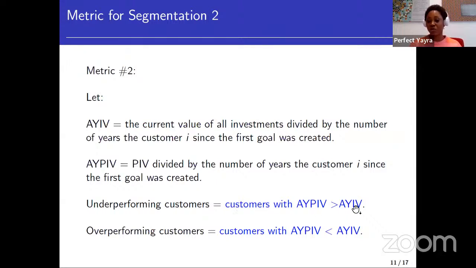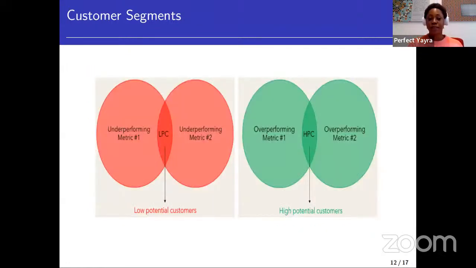If your yearly potential value is greater than your yearly actual investment value, then you are underperforming. But if your potential value is less than what you are actually doing, then you are overperforming. So in the end, we take people who are underperforming using the first metric and people who are underperforming using the second metric, and we find the intersection. We find the common people using the two metrics, and we classify them as the low potential people. Then we do the same for the overperforming. We take the overperforming people using the first metric and the overperforming using the second metric, and we classify them as high potential customers.